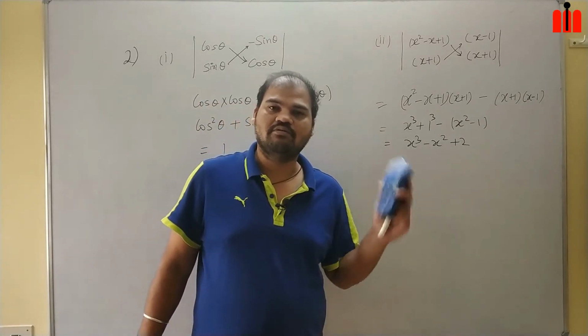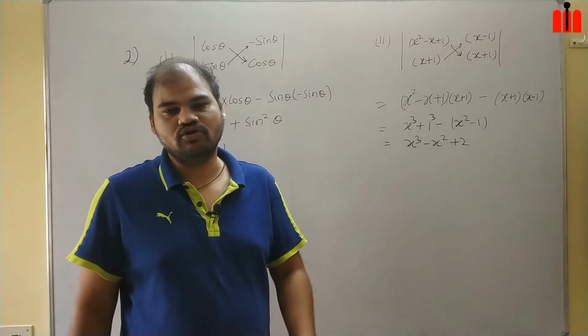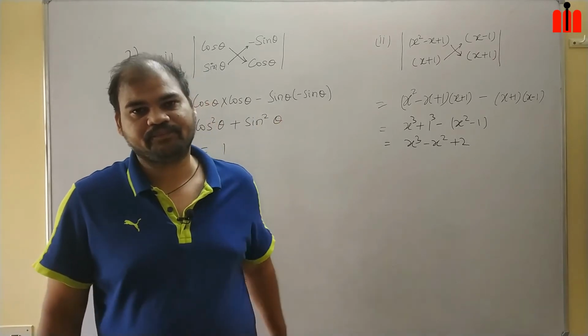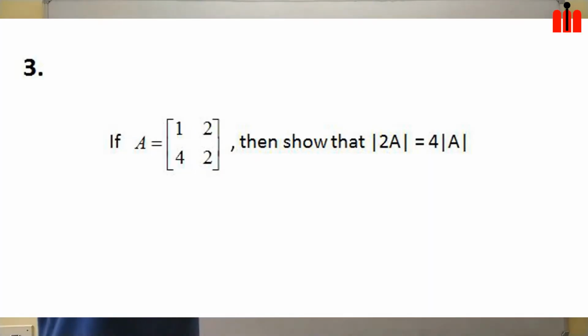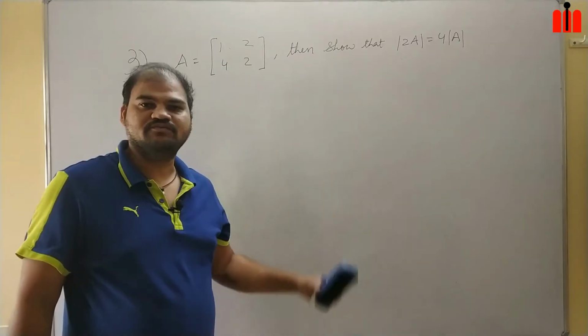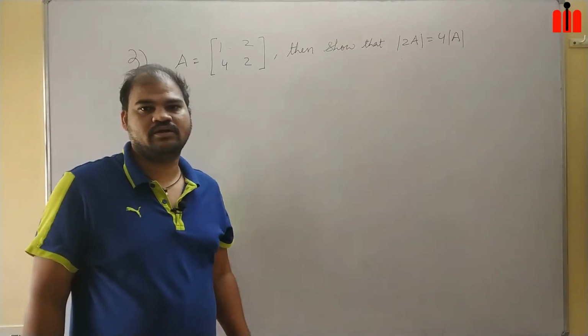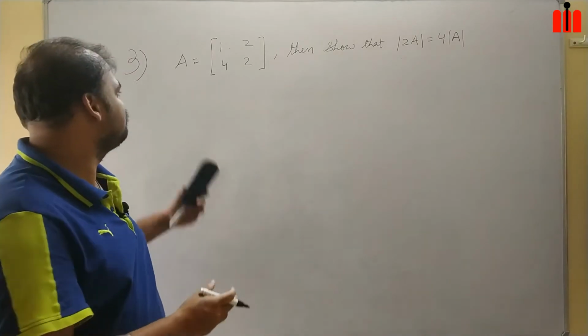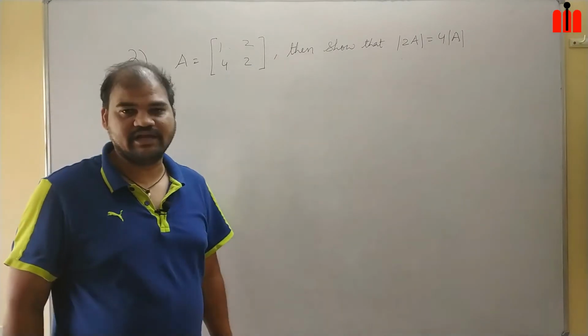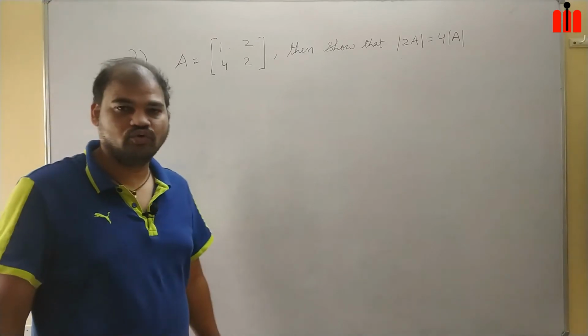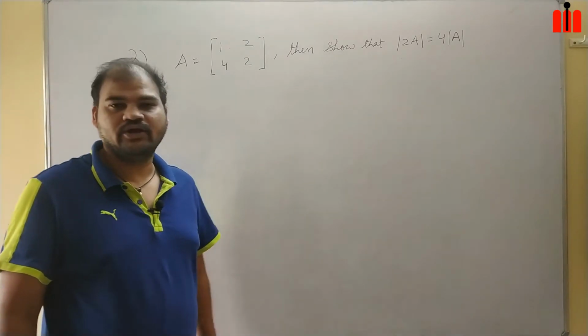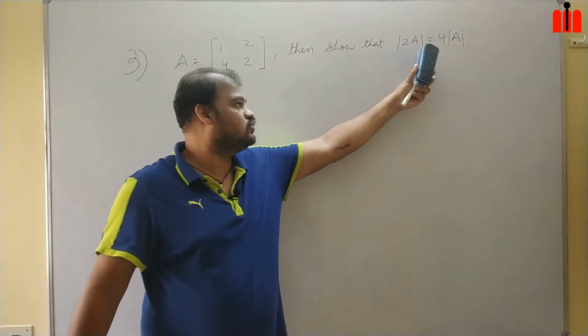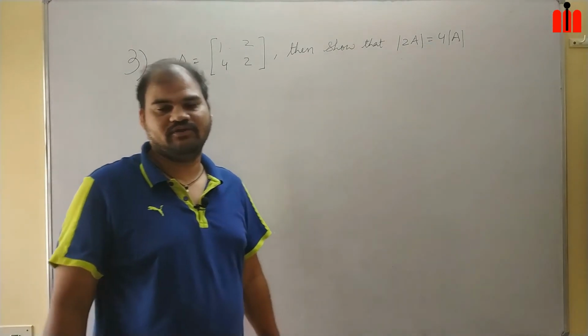This completes problem number 2. Let's move on to problem number 3. In this problem, it's given that A is the matrix 1, 2, 4, 2, and we have to show that the determinant of 2A equals 4 times the determinant of A.